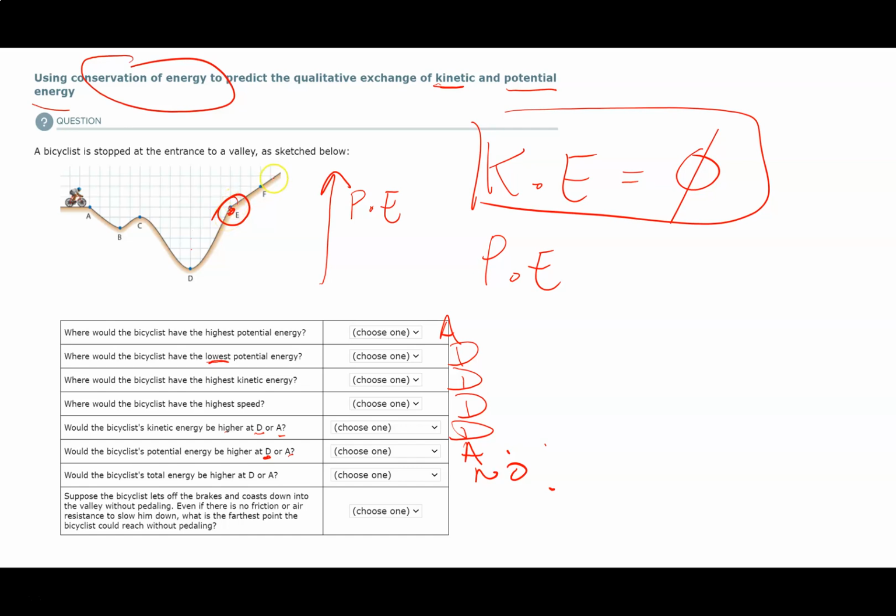Now, if they pedaled a little bit, they could get up to F if they put some extra energy in, but they're not pedaling. And they probably, in reality, wouldn't get quite all the way up to E because they'd be slowed down by air resistance and also by friction in the system, but they told you to ignore that, so we're going to say E.